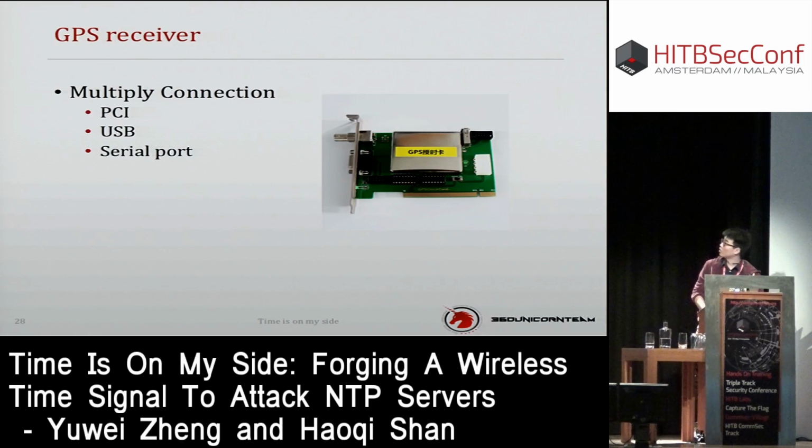So let's start. Here is the GPS receiver that we can buy in China's market, and it's the most common GPS module that we can buy. It has multiple interfaces. We can fetch the real time in 3 ways, such as PCIe, USB, or serial port. In our situation, we will use the serial port to get time from this.